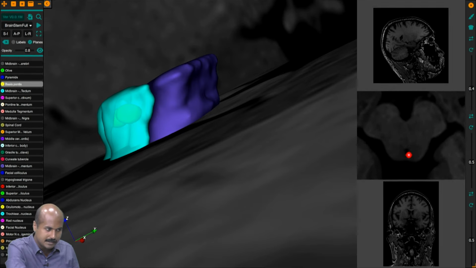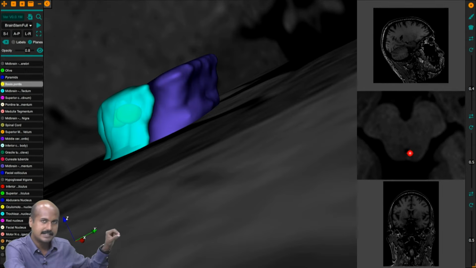So this is the aqueduct. You can see the aqueduct as a black hole over there, allowing the passage of the CSF. CSF does not have any signal in this MRI image. That is why you are seeing the aqueduct there. Posteriorly, you can see the colliculi. That is the tectal plate. Anteriorly, you have the tegmentum.